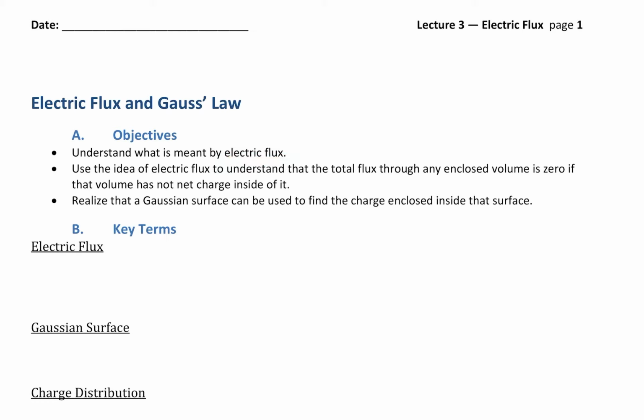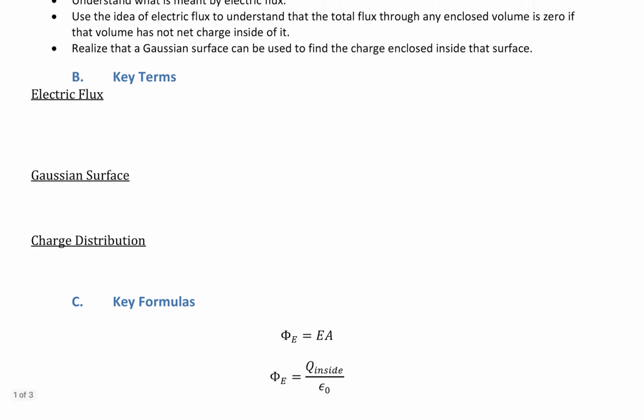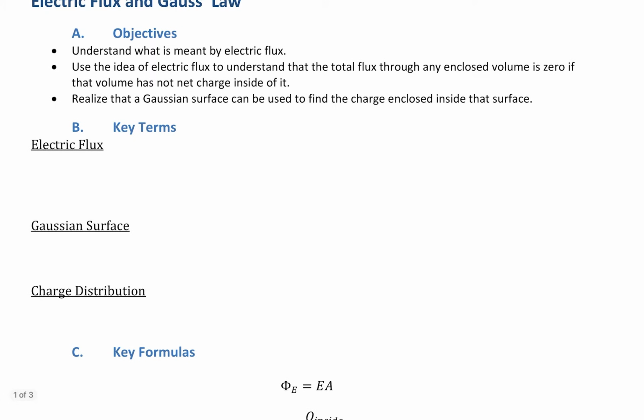We want to use the idea of electric flux to understand that the total flux through any enclosed volume is zero if that volume has no net charge inside of it. And we want to realize that a Gaussian surface can be used to find the charge enclosed in that surface. Okay? All right, so let's go ahead and define electric flux.